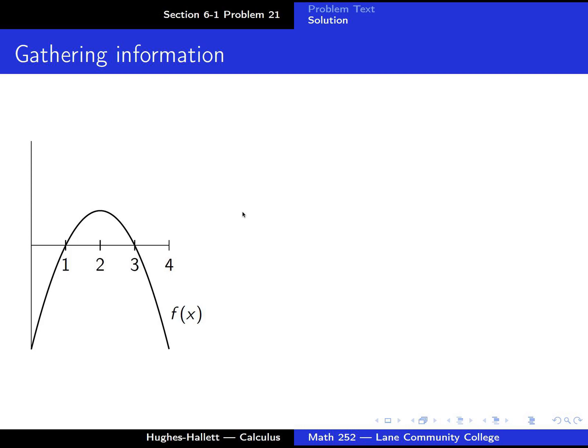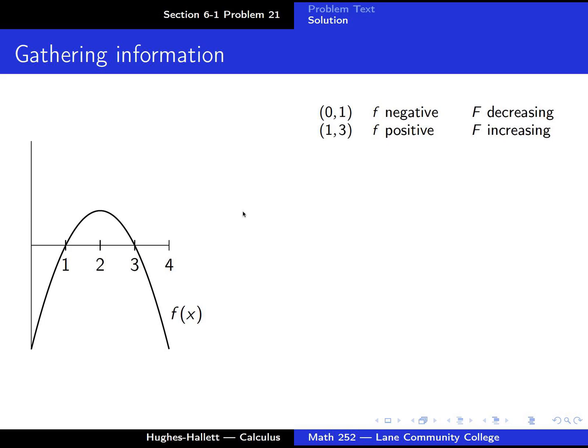I'm going to look to see where little f is positive and where little f is negative, because that information is going to tell me where capital F, the antiderivative of little f, is increasing and where it's decreasing. We can see, for instance, that from 0 to 1, little f is negative, so capital F must be decreasing. Keep in mind that little f is the derivative of capital F, and where the derivative is negative, the function itself must be decreasing.